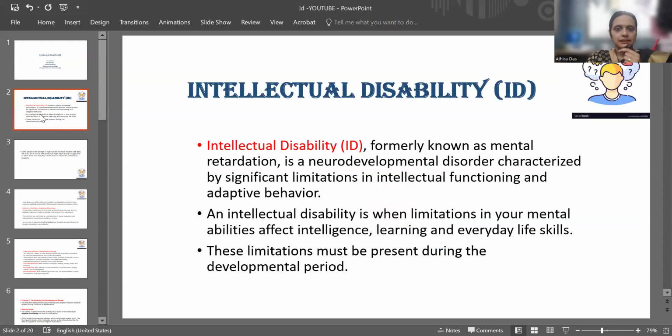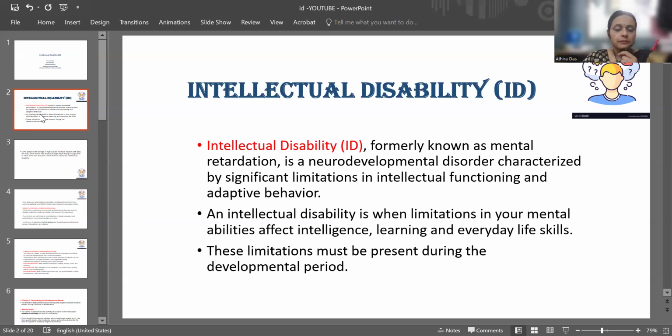Intellectual disability was called mental retardation in the previous period of time, and it is formally known as mental retardation. It's quite easy for you to connect with the concept. It's a neurodevelopmental disorder characterized by significant limitations in the intellectual functioning and adaptive behavior of an individual. Intellectual functioning includes the major complex intellectual functioning like decision making, problem solving, rational thinking, while the adaptive behavior includes the basic life skills.